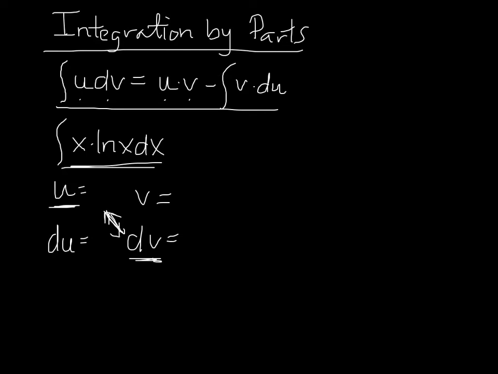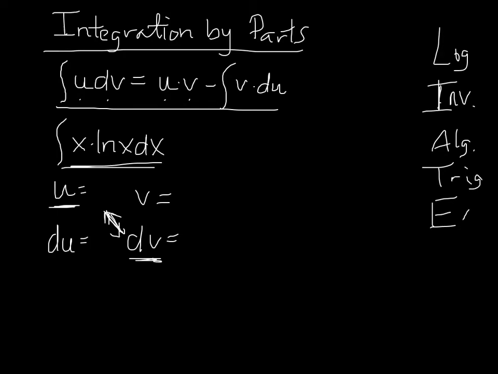There is a method to it, and what we'll use is the acronym LIATE. LIATE is a way to pick your u most effectively. So L means logarithms or natural logarithms. I is inverse trig. A is algebraic. T is just basic trig, and then E is exponentials. So we start and we work down.